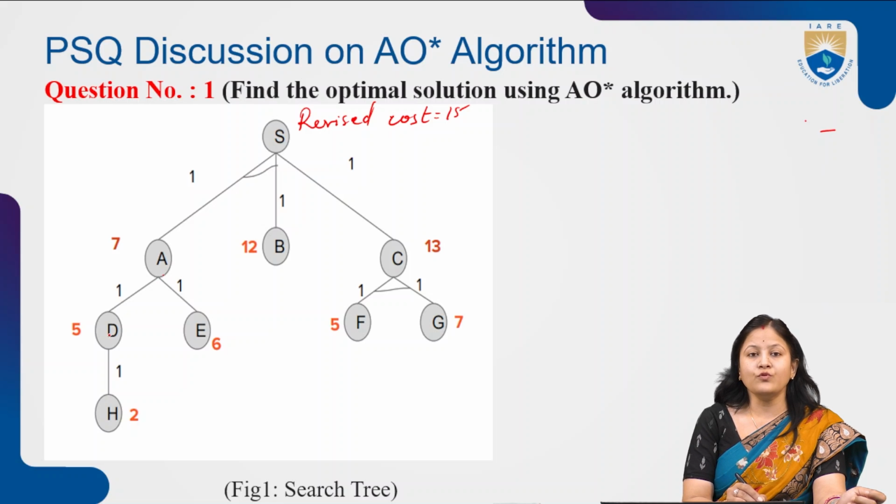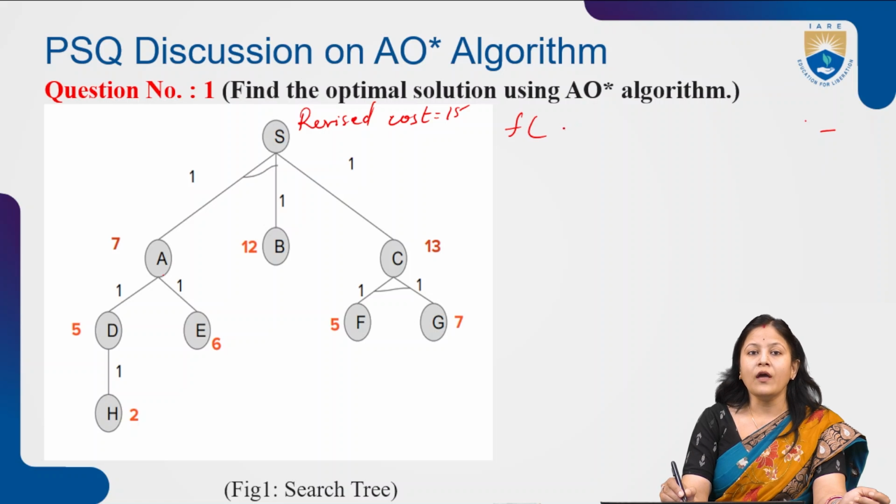But from A, two children are there. One is AD and the other is AE, and there is no arc. That means we have to find the cost of AD, then we'll find the cost of AE for the node A. Then we'll compare which one is minimum. Based on that, the heuristic value of A will be changed.